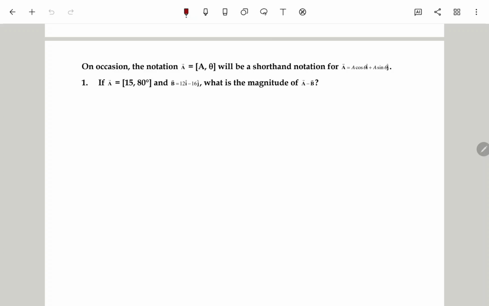In different occasions, the notation A and theta will be shortened, so that A equals A cosine theta i hat plus A sine theta j hat. Now let's start with question number 1.